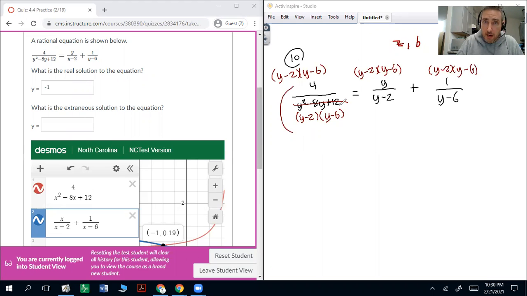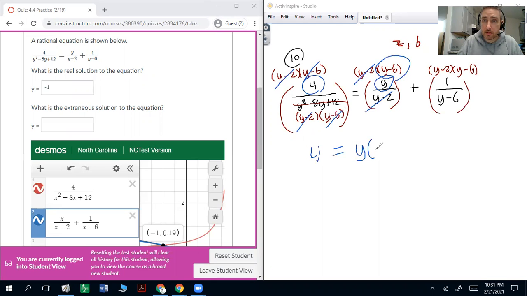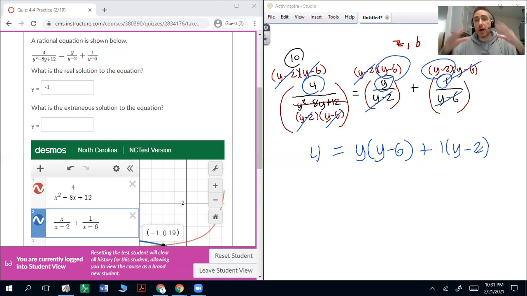We'll just multiply by every fraction. Let's cancel stuff out. That's going to be 4. The y minus 2's cancel out, so you have a y and a y minus 6 plus, and then the y minus 6's cancel out, so you have a 1 and a y minus 2. All right, so now we don't have a denominator. We can get our extraneous solutions. We can figure out what's actually extraneous.